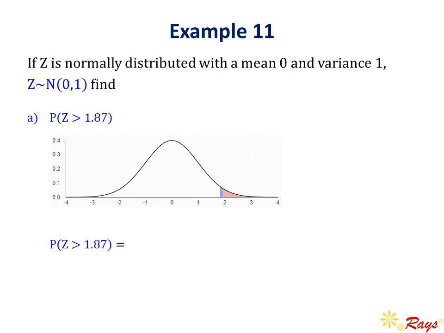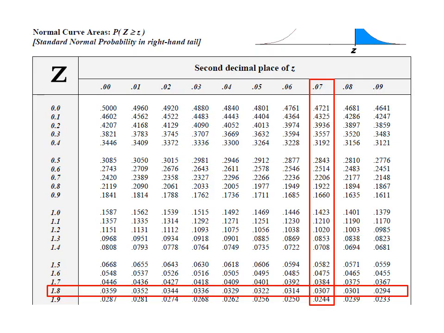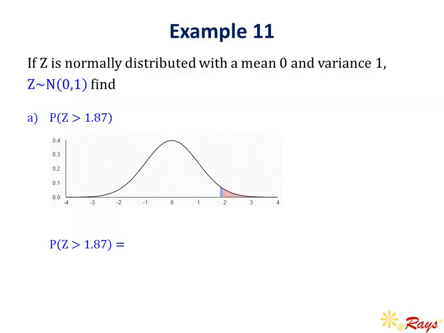So let us look at the standard normal table for this probability. This is the probability of Z greater than 1.87, which is 0.0307. Therefore, the probability is 0.0307.